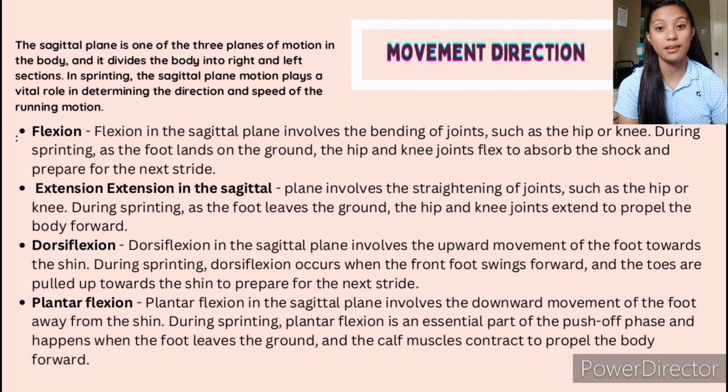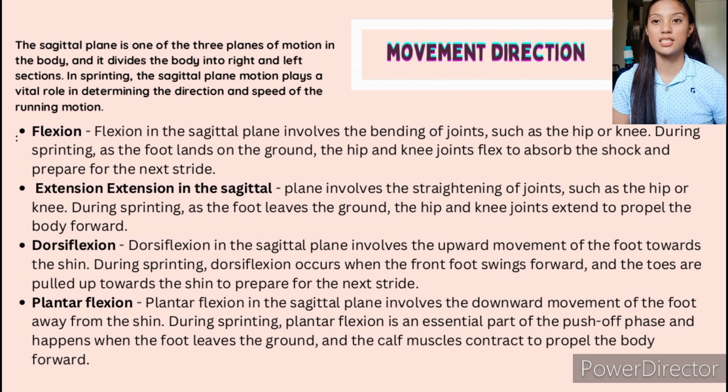So firstly, we have here flexion. So flexion in the sagittal plane involves the bending of joints such as the hip or knee. So during sprinting, as the foot lands on the ground, the hip and knee joints flex to absorb the shock and prepare for the next stride. So mao siya ang flexion.